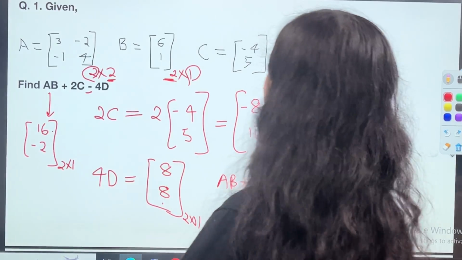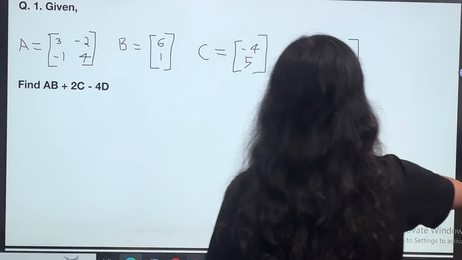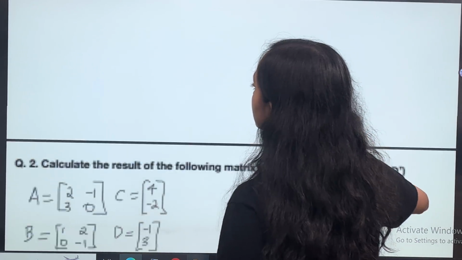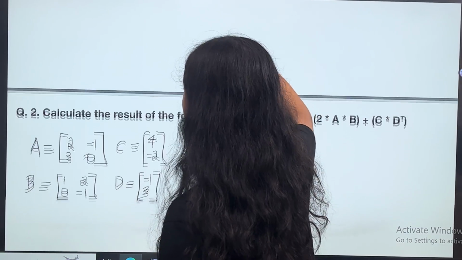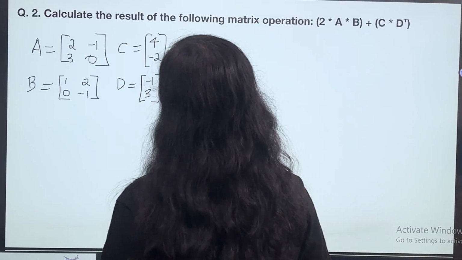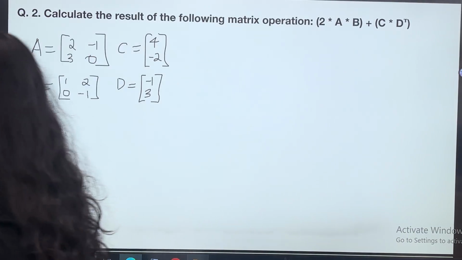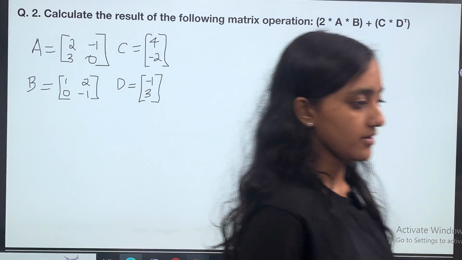Okay. Next, let us go to the second question. Let me just do it. Okay, can you please start by calculating this? You have the matrices given here and that is the operation that's to be performed. Start.